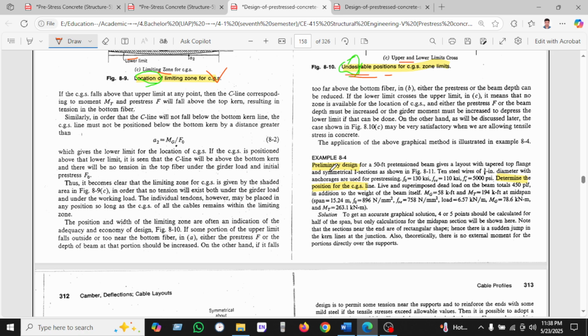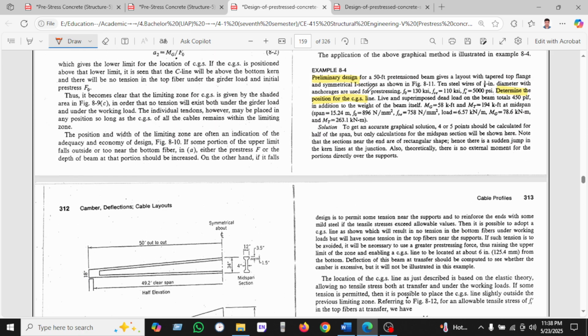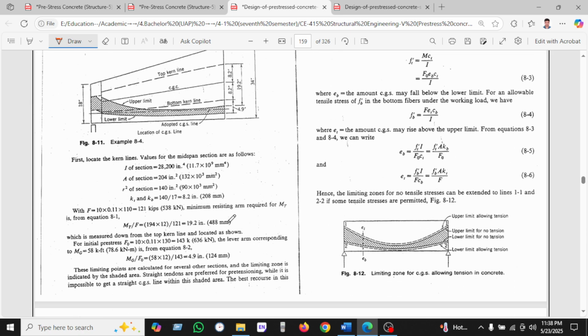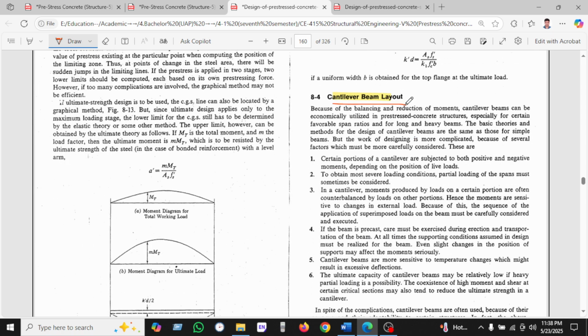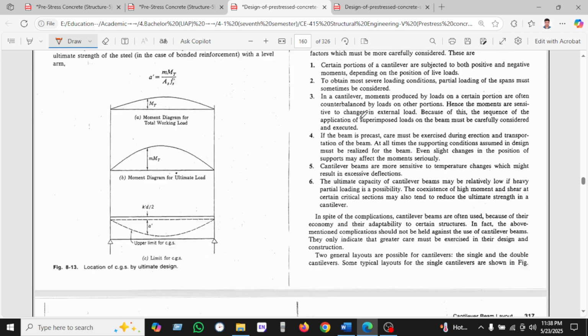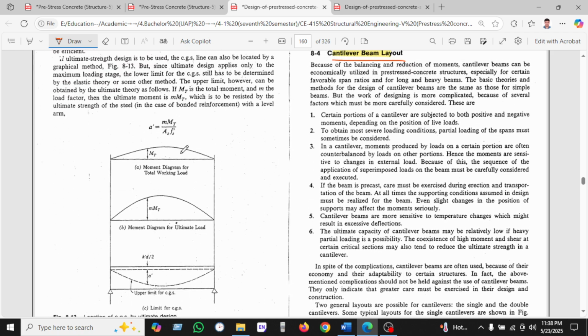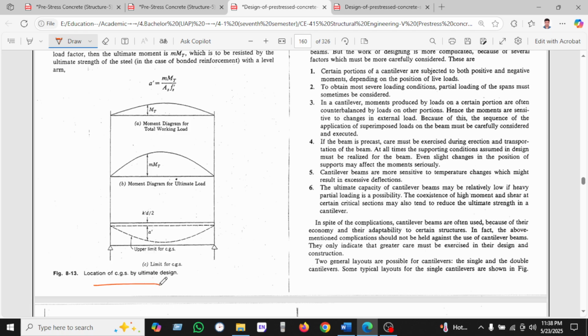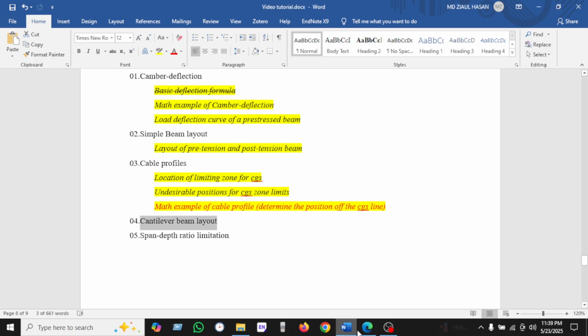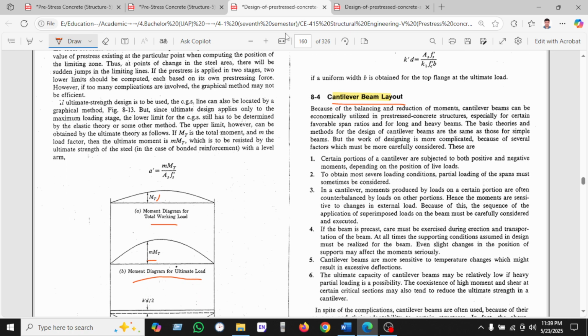upper and lower limit. We can see this example also, how we can use this formula. Now you can see cantilever beam layout because of the balancing. Another we can see here the location of CGS by ultimate design, moment diagram for total working load. You can see here total working load, and moment diagram from ultimate load M into M total, and limit for CGS we can see here. Okay, let's see here another cantilever beam layout. Here is a cantilever beam layout.